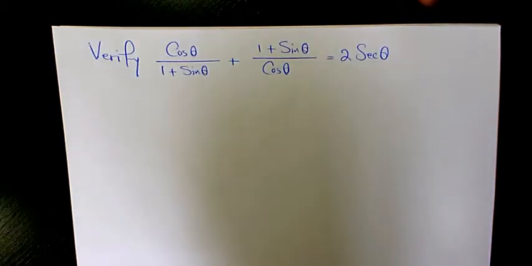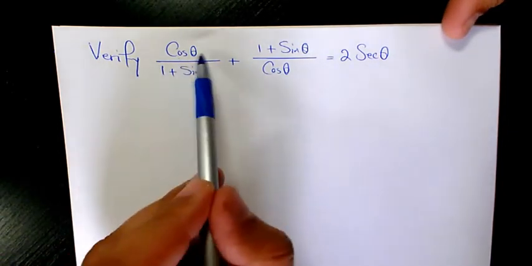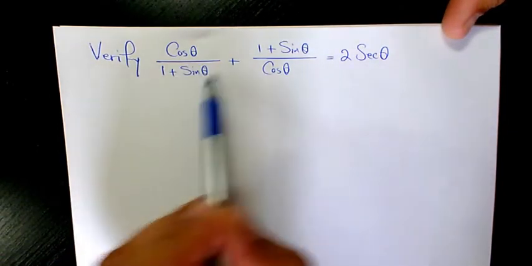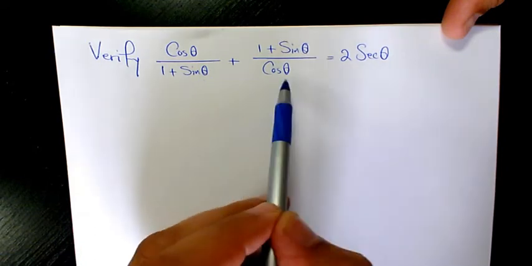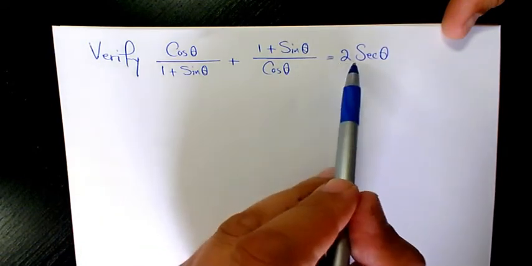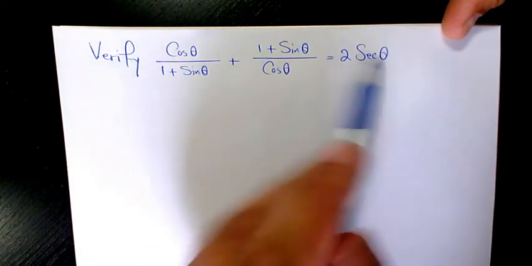Welcome to another video. In this video I want to show you some examples regarding verifying trigonometric identities. First example I have is verify cosine theta over 1 plus sine theta plus 1 plus sine theta over cosine theta equals 2 secant theta.